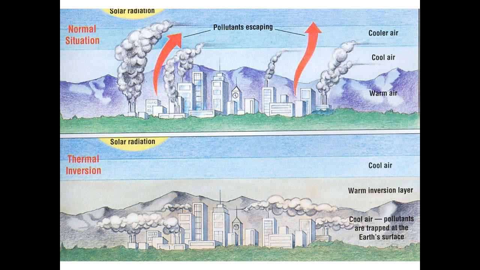When there is a photochemical smog, there is a thermal inversion. So there is a warm inversion layer, and the smog or the pollutants stay below the inversion layer. So in the cool air, pollutants are trapped at the Earth's surface. So why is this?